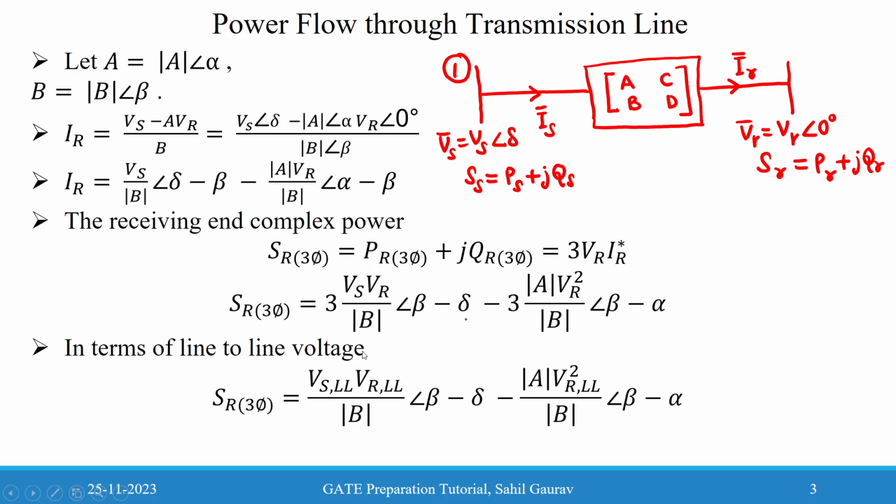Now if you write in terms of line to line voltage, this 3 will get eliminated, and you get Vs LL VR LL divided by mod B at the angle of beta minus delta, minus mod A VR LL square divided by mod B at the angle of beta minus alpha. So here Vs LL is equal to root 3 into Vs and VR LL is equal to root 3 VR. These are all magnitudes.